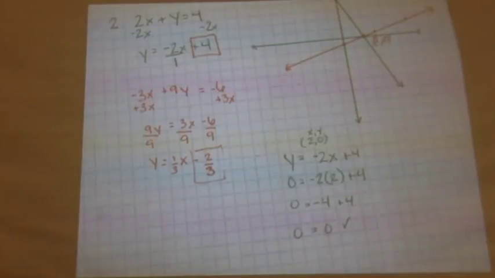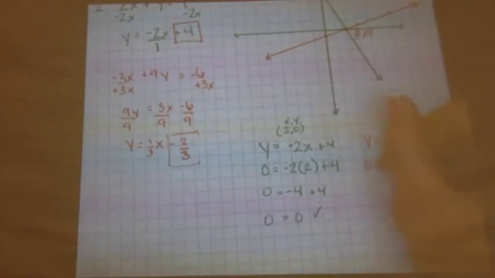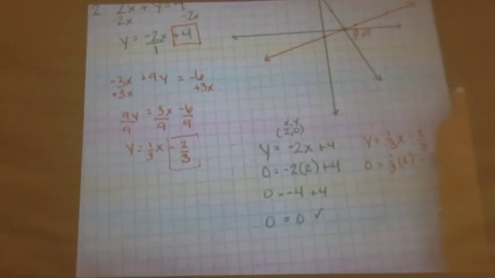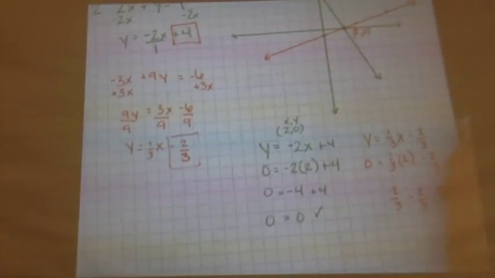That checks out. My red equation, I had y equals 1/3 x minus 2/3. I'm going to plug in again. So when I do this here, I'm going to plug in 0 for y, 1/3 x, I plug in 2, minus 2 over 3. 2 times 1/3 gives me 2/3 minus 2/3. That's going to give me 0. So if I bring everything down, again, I can see that 0 equals 0.